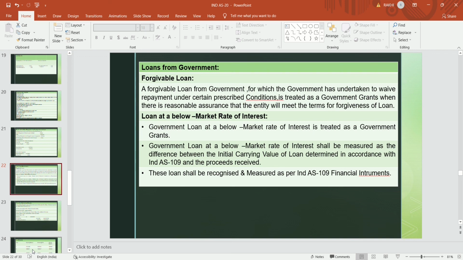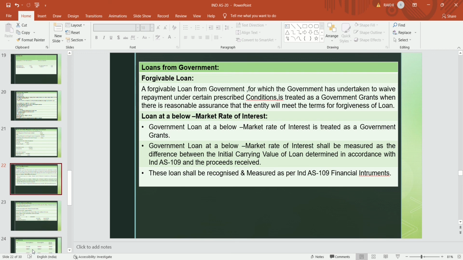A loan at a below-market rate means a loan given by the government at a below-market rate of interest, which is treated as a government grant. These loans shall be recognized and measured as per Ind AS 109, that is, as per financial instruments at fair value. We will find out the present value of that loan, or the interest part. A government loan at a below-market rate of interest shall be measured as per Ind AS 109, even if the loan is given free of cost.